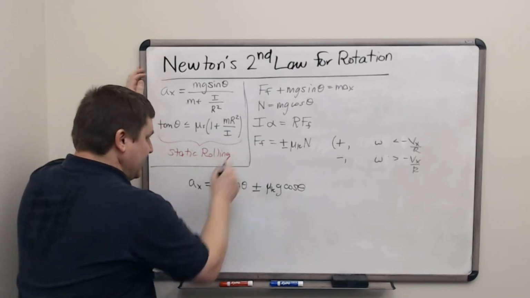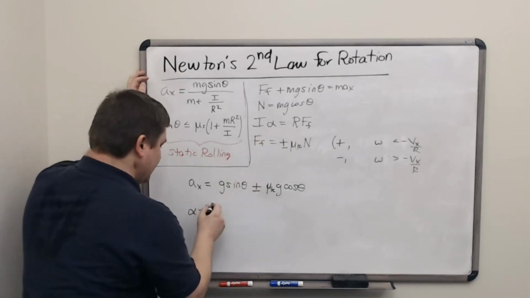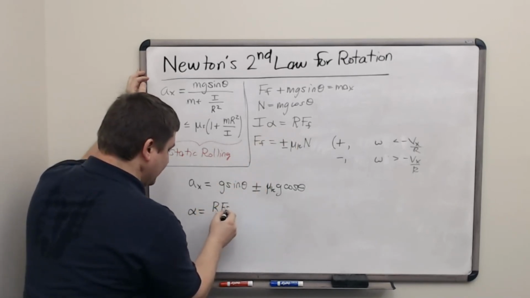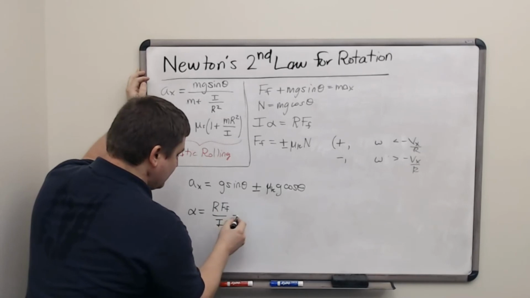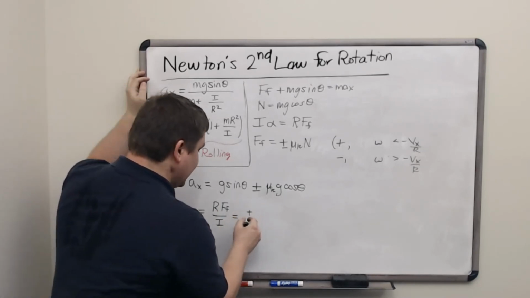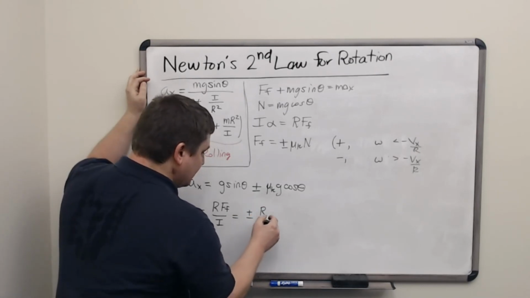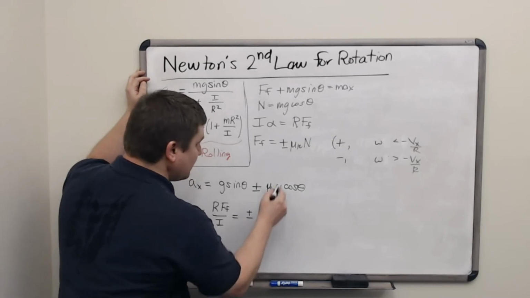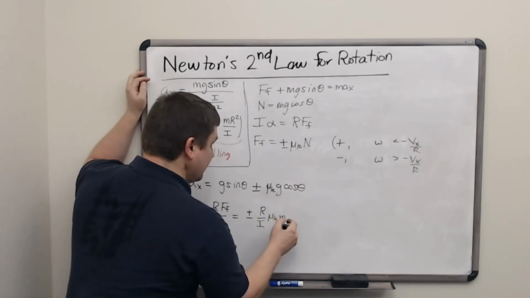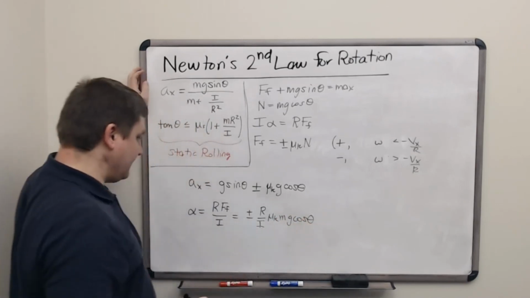So this is our formula for the acceleration in the x direction. All right, then the angular acceleration alpha, this we can just solve from the third line here, r times the force of friction over I, the moment of inertia. And so this is going to be plus or minus r over I times mu k n, and n is mg cosine theta.